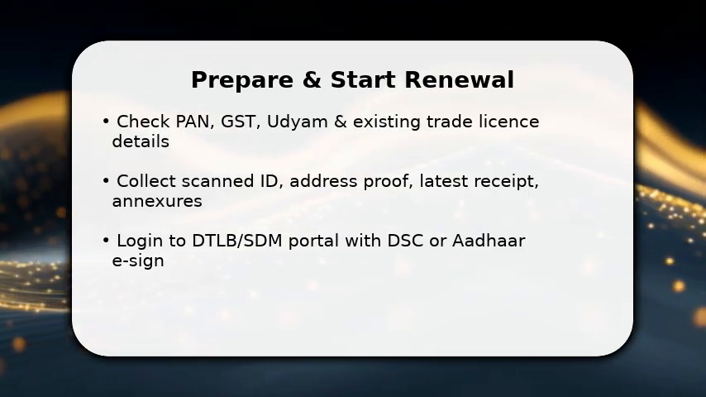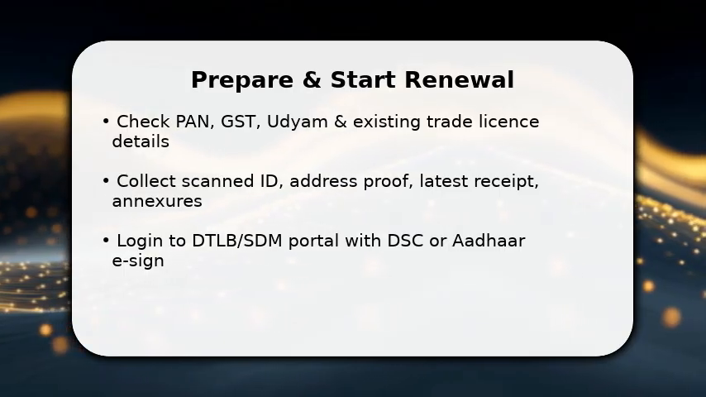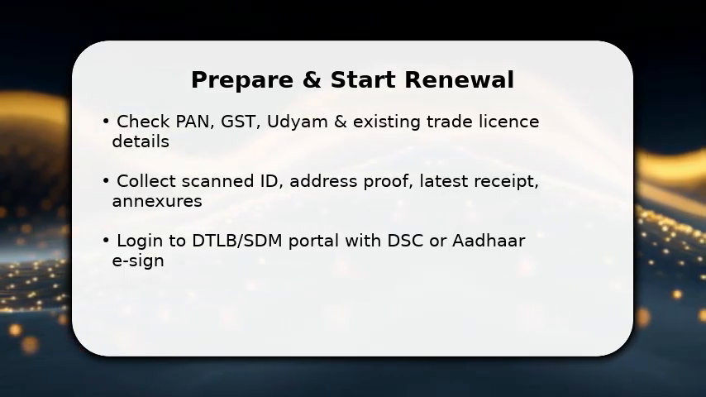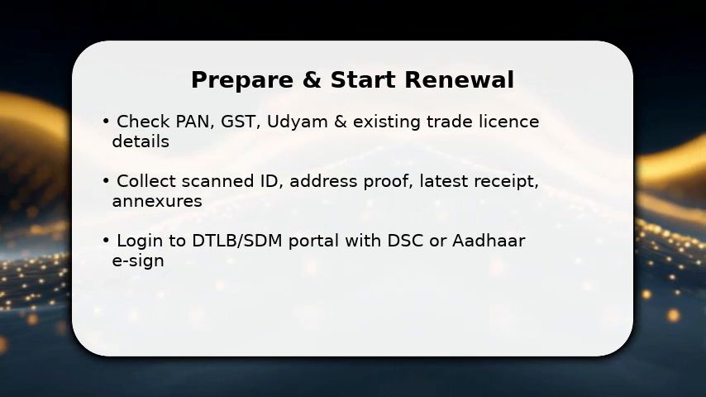e-sign. You'll choose Renewal and enter the trade license number. This starts the formal application. Make sure all fields match official records to avoid delays.